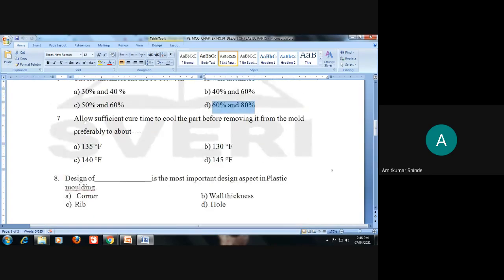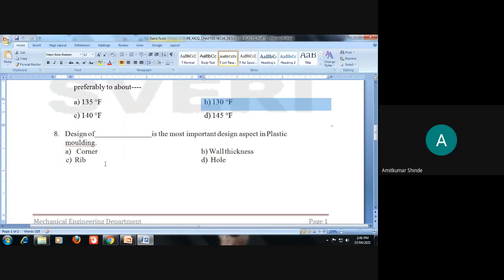Then, to allow sufficient time to cool the part before removing it from the mold, preferably to about 130 Fahrenheit. Okay, its answer is B. And then in the designing of the plastic part, the most important design aspect is wall thickness. Deciding the wall thickness is the most important aspect here.